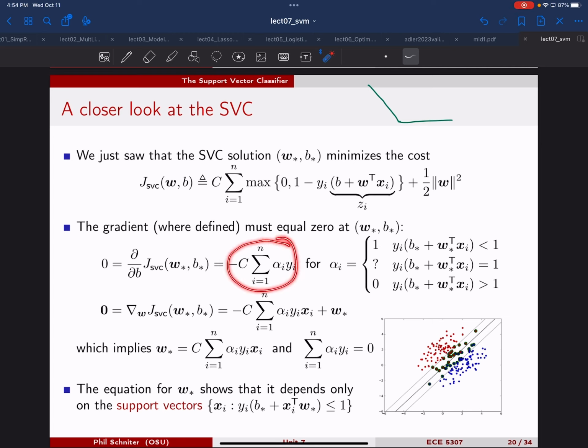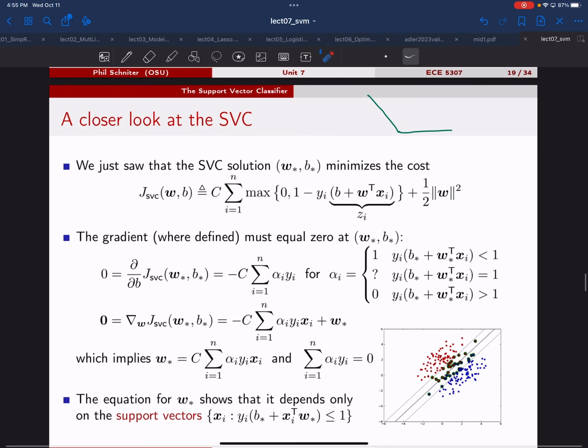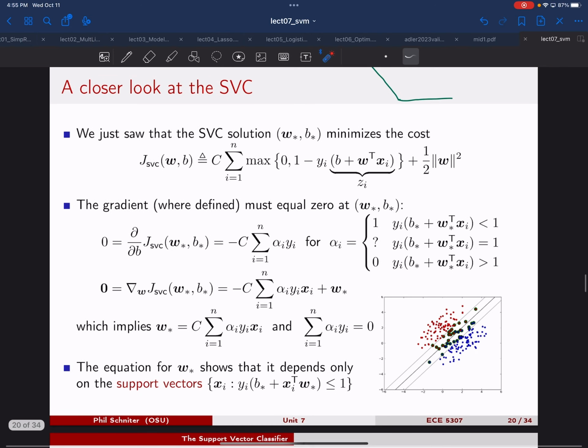Okay, so this is our gradient or derivative with respect to b. We get this expression, where at least in most cases we know how to interpret it, but there's this weird middle case that only happens for the samples that are exactly on the edge of the street. For those samples, we're not sure what's happening.